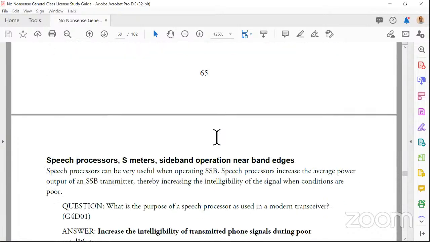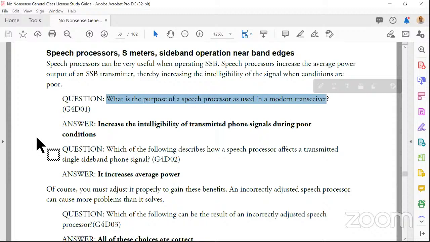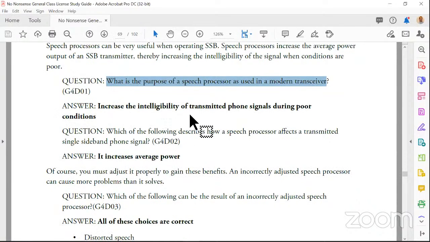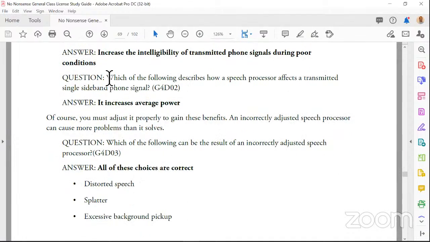Okay, let's see if we can quickly finish up some of these questions before we take a break and then go into our theory this evening. What is the purpose of a speech processor as used in a modern transceiver? We said that it increases the intelligibility, understandability or readability of transmitted phone signals during poor conditions. So that's the purpose of a speech processor.